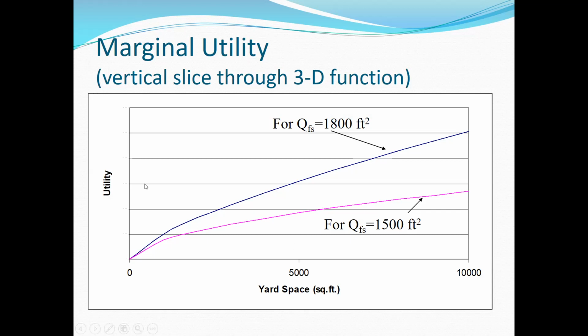But at the very beginning, if there is no yard space in the house, then maybe they start out with the same utility. Nobody wants a single family house, so to speak, that has no yard space. So whether you're at 1,500 or 1,800, your utility is fairly low. But as your yard space grows, the 1,500 square feet house will have a lower utility than the 1,800 square feet house. Okay? And then you can see the progression of the utility as the yard space increases.